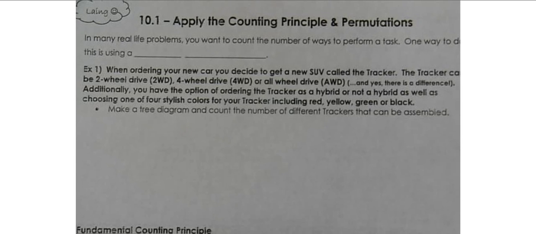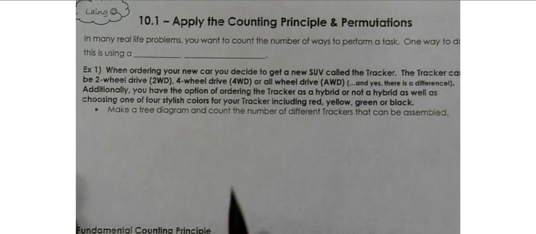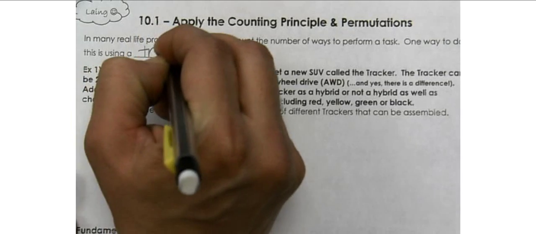I'm going to try to give you some quick notes on section 10.1, which is about the fundamental counting principle and also permutations. We're going to start with a tree diagram, which takes a lot of time, so don't worry, you won't have to do too many. So in many real-life problems, you want to count the number of ways to perform a task. One way to do this is using a tree diagram.